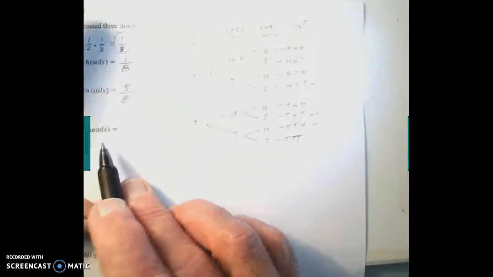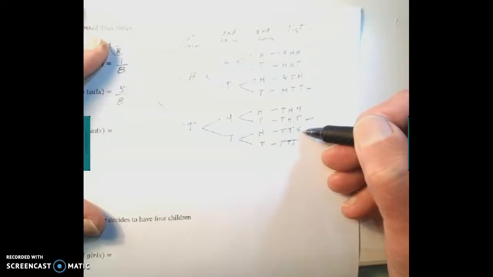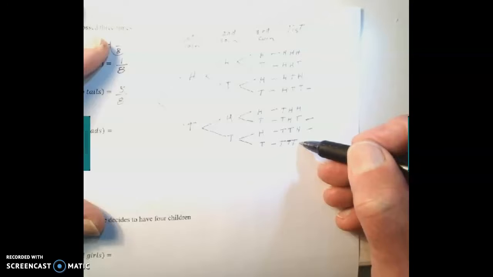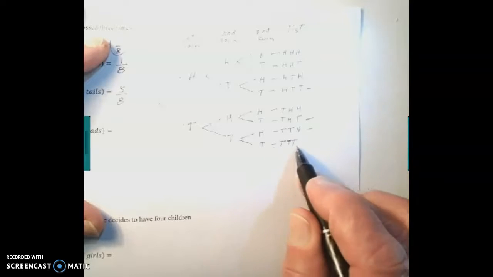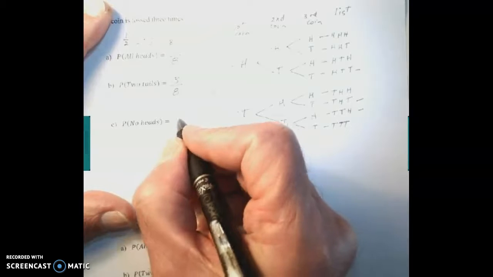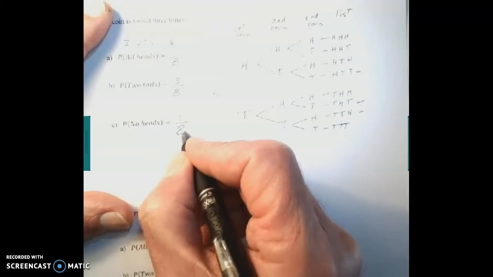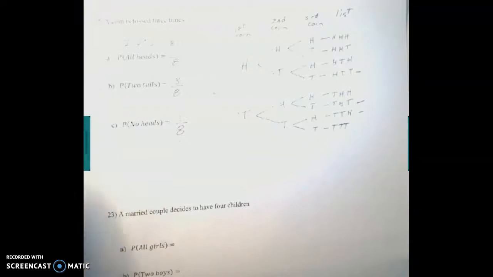The probability of no heads. The only one that doesn't have any heads is this one. Yeah, you'd have to get tails on all 3 flips. So the probability of no heads, there's 1 favorable, and again, 8 possible outcomes. So that is the probability.